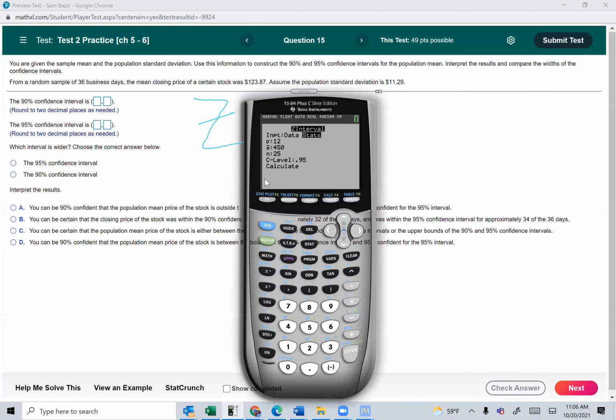For a random sample of 36 business days, the mean closing price is 123.87. Assume population standard deviation 11.29. So you start with 11.29. X bar is the mean closing price, which is 123.87. And then N is 36, guys, and choose the confidence level 90 to begin with. And the interval is 120.77, 126.97. That's the first interval. Now he wants a 95% confidence interval. Watch. Oh, sorry, I keep pushing. Stat, tests.